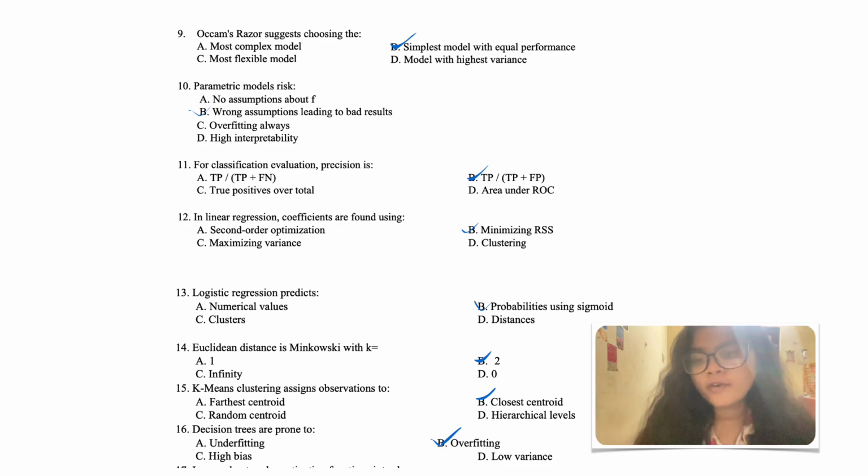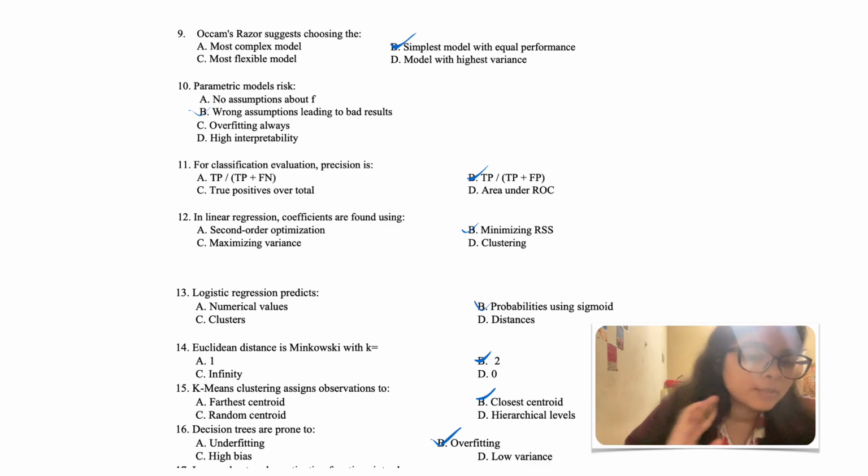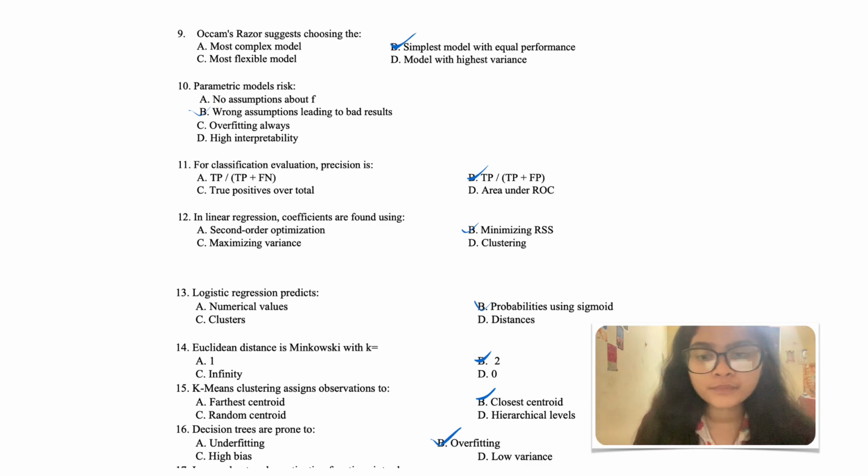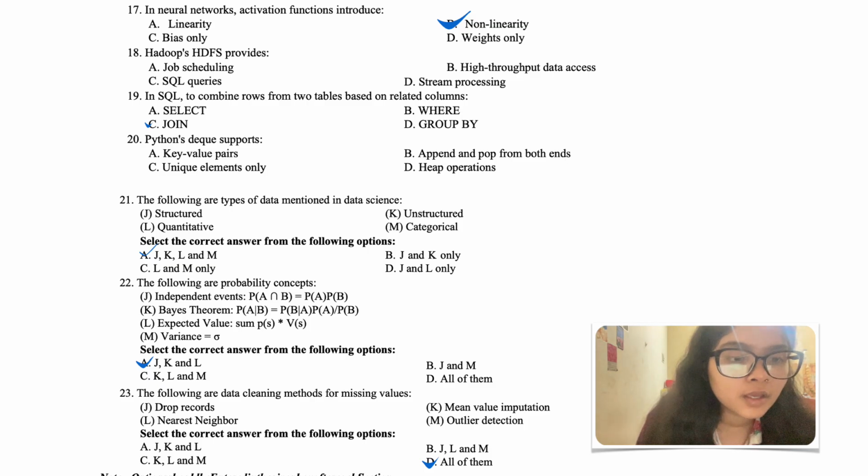Decision trees are prone to overfitting. This is when the ML algorithm is trained on training data and fails to predict values for unseen data, and decision trees are prone to that. In neural networks, activation functions include non-linearity. Since the activation function introduces non-linearity, this helps the neural network to predict the non-linear relationships and work in a better form.